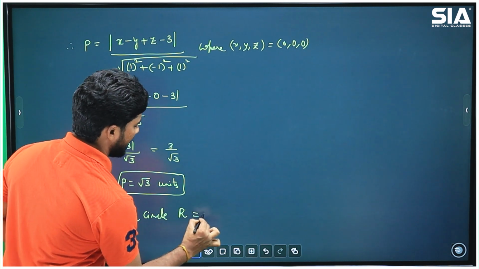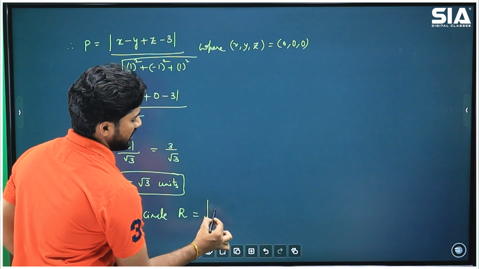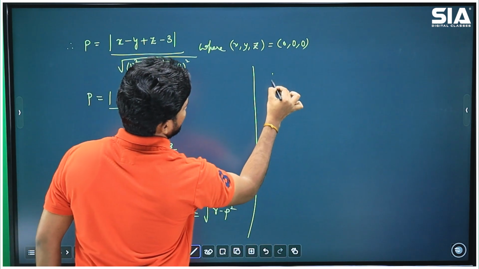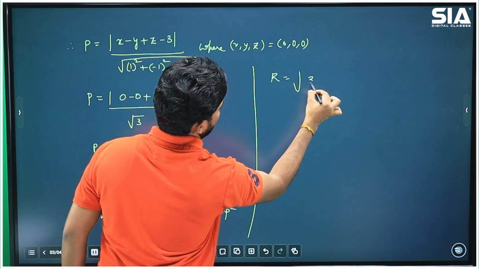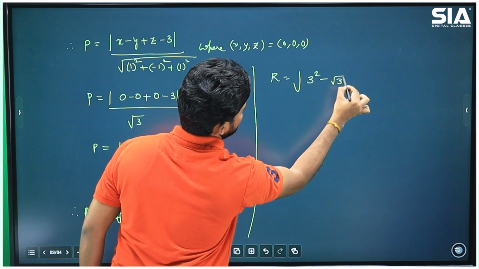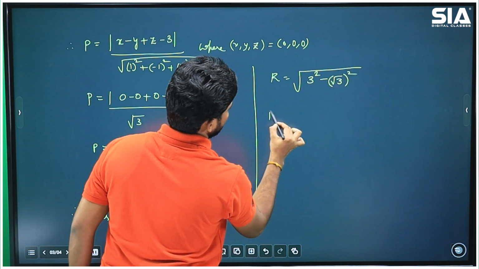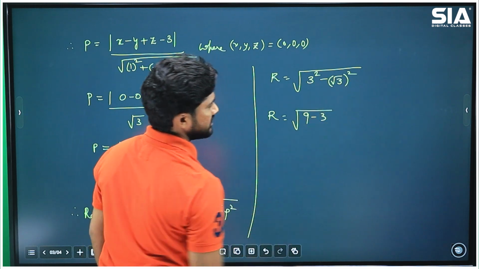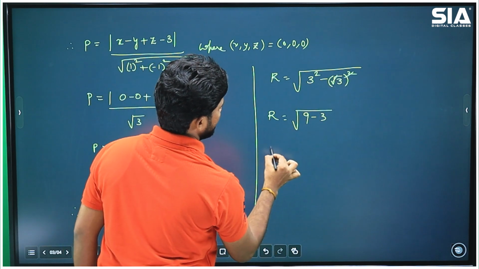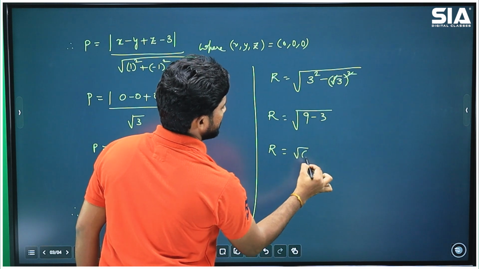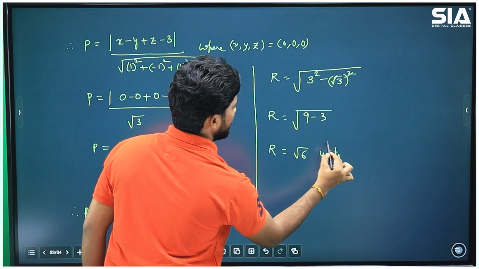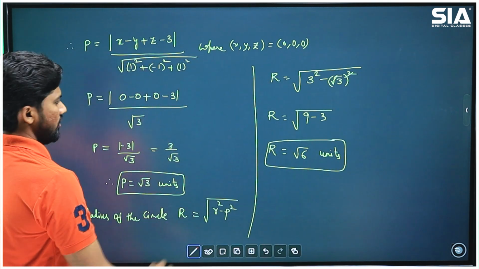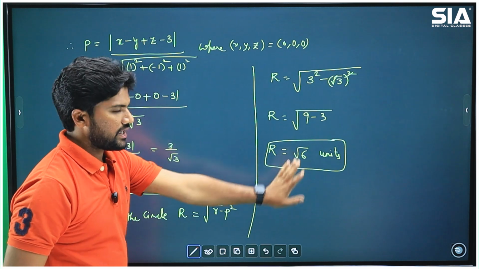capital R is equal to under root of r square minus p square. So capital R is equal to under root of r square, which means 3 square, minus p, which means root 3 whole square. So capital R is equal to 3 square, which means 9, minus 3; the square root gets cancelled here. So capital R is equal to 9 minus 3, which means root 6 units. This is the radius of the given circle, that means the guiding curve. Now keep this value as it is.